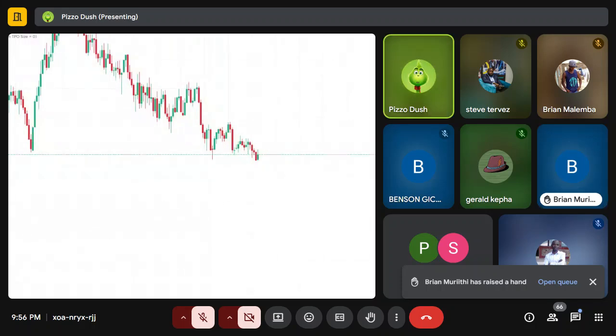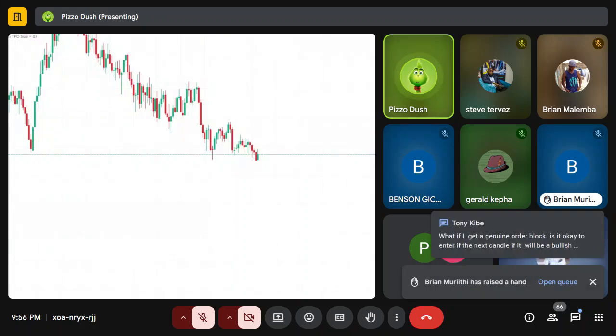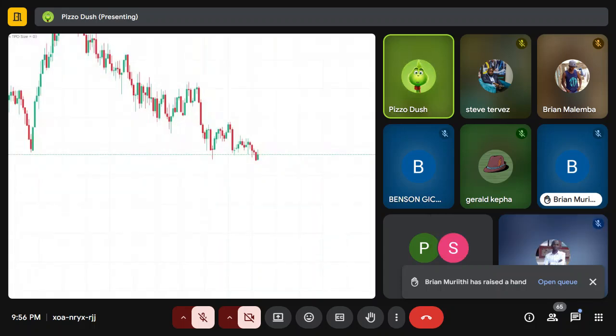Okay. So guys, if there is no more questions, tutapatana kesho. Whatever I get then in order block, is it okay to enter the next candle if it will be a bullish engulfing with positive delta? Yeah, it's okay to enter. You set your stop loss slightly outside the upper part of the rectangle. You will end up missing the whole move due to the candlestick pattern. So I suggest you enter ukitumia the footprint idea.